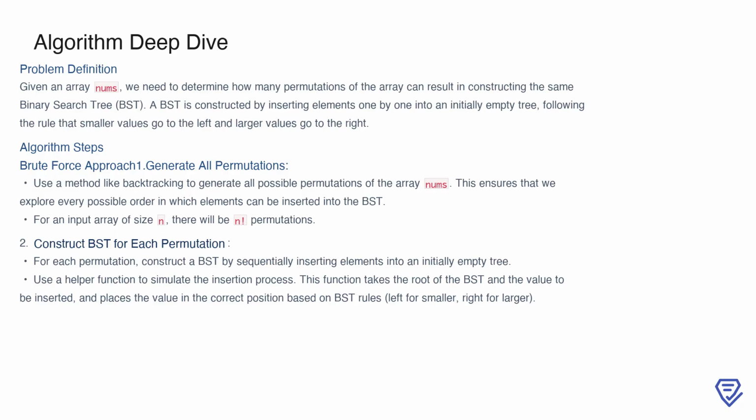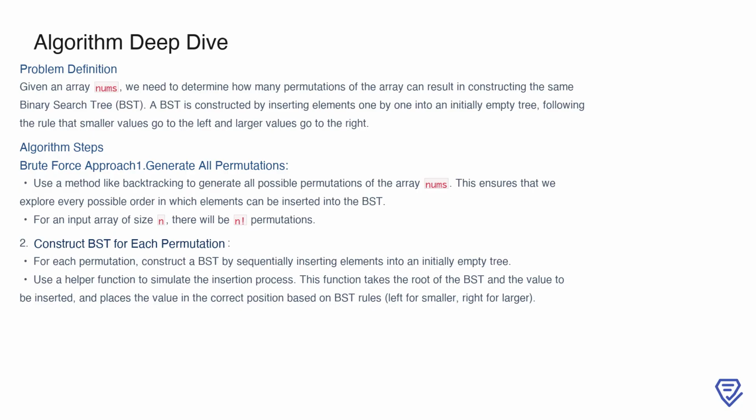Once we have these permutations, the next step is to construct the BST for each one. By sequentially inserting elements from the permutation into an initially empty tree, we simulate the BST construction process. A helper function ensures that each value is placed correctly based on the BST rules. Although this approach is straightforward, it's computationally expensive. However, it provides clarity on how the problem can be solved systematically and lays the foundation for understanding optimization techniques later on.